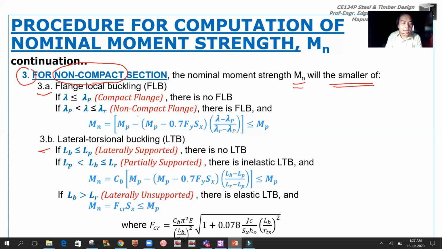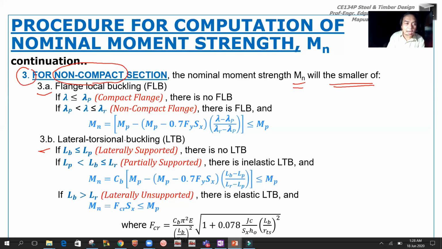Sa 3A, i-check natin siya kasi non-compact yung section eh. Pagka non-compact yung section, ang ibig sabihin nun, it's either the flange o kaya yung web, yung non-compact, diba? Kasi sinek natin yung compactness nila separately. Pagka yung flange, non-compact, pwede magkaroon siya ng flange local buckling failure. Kapag yung web, non-compact, pwede siya magkaroon ng web local buckling. So, we will be checking that if that will happen based from these following conditions.